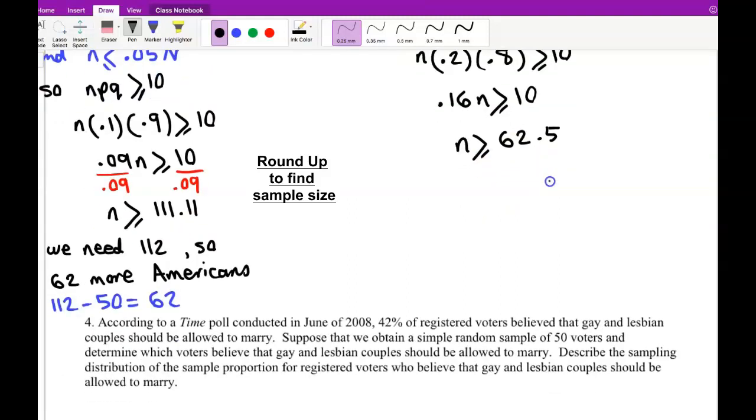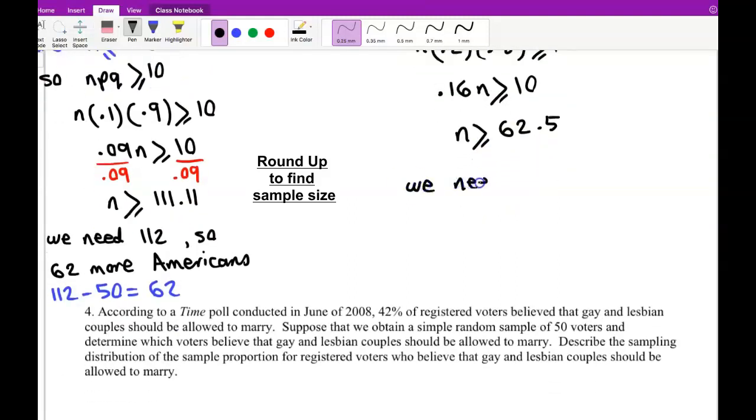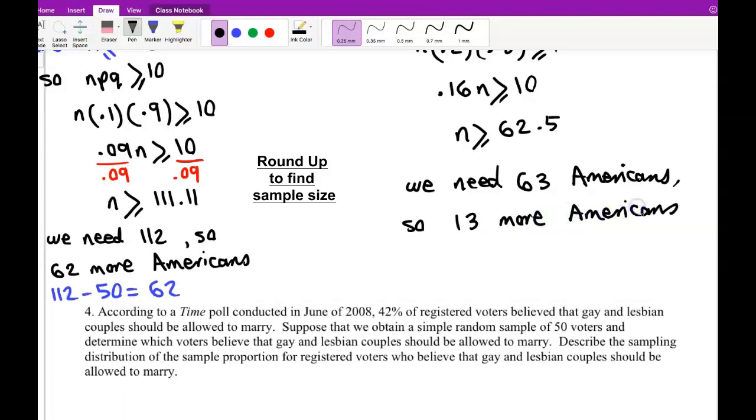Like that, we need 63 Americans, so 13 more. We got that 13, exactly the same as part A. 63 minus 50, the sample size that was given, is equal to 13.